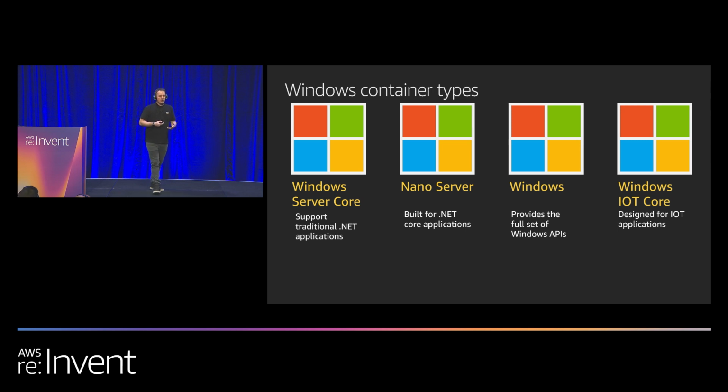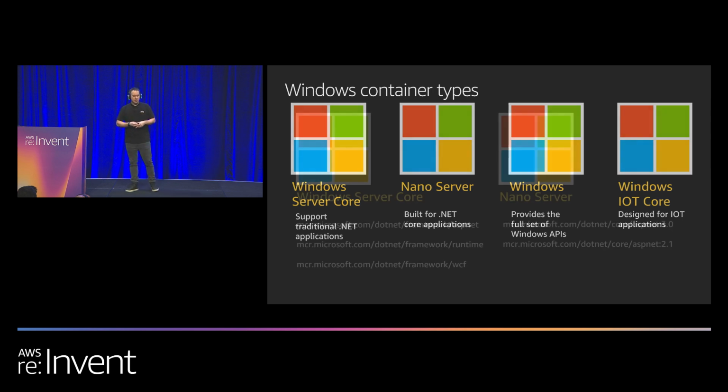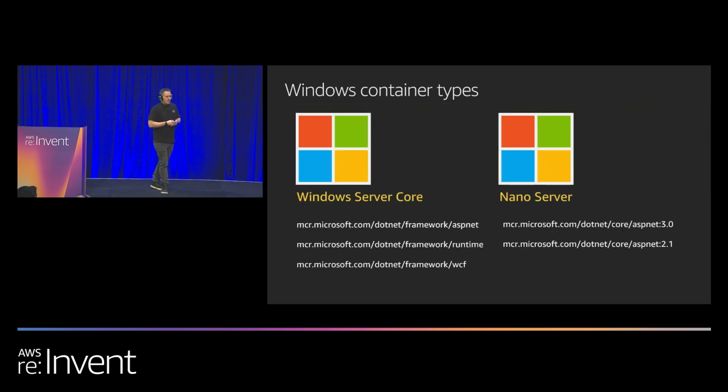So if you're building .NET applications, ASP.NET applications, and you're not in the IoT space, you're probably not going to use the Windows IoT Core world. Generally speaking, most images that you'll be using are Windows Server Core or NanoServer. And inside of those, there's lots of different flavors of base image, which have been designed for different kinds of workloads and different things.